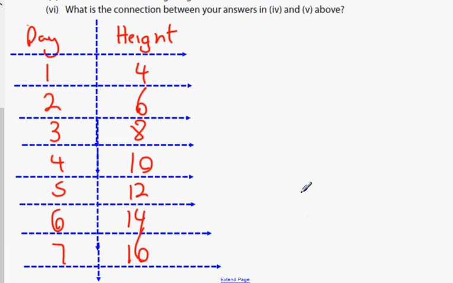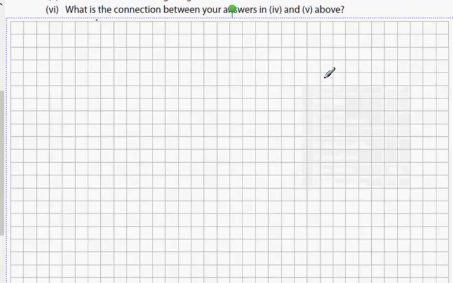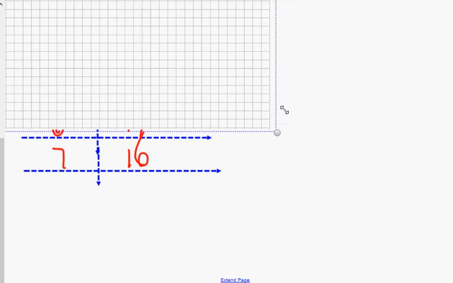What I'd like you to do next is I'd like you to draw a graph of this. Okay. So what we need to do is we need to get some graph paper out here. I'm going to draw a graph of this.